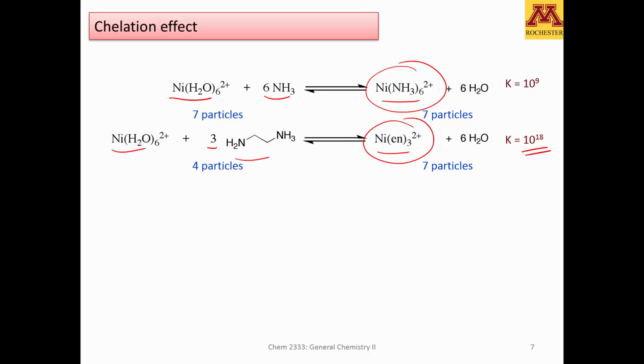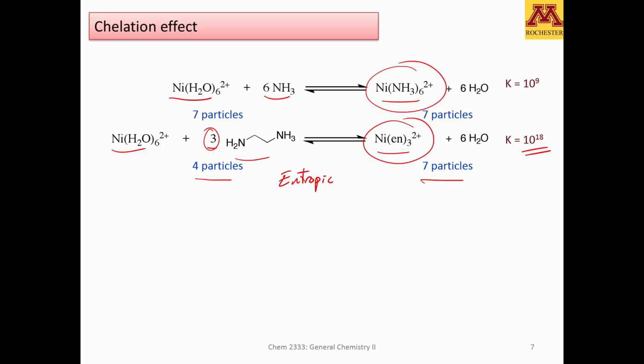On the first reaction, you go from 7 particles to 7 particles. However, when your ligand has more than one tooth and can bite, or has two claws that can grasp the metal, then you don't need as many ligands, so you go from 4 to 7 particles. This is what we mean that the chelation effect is entropic. Why is that?